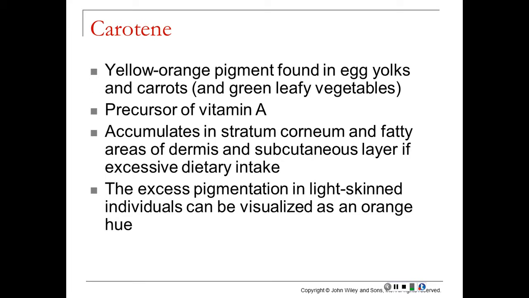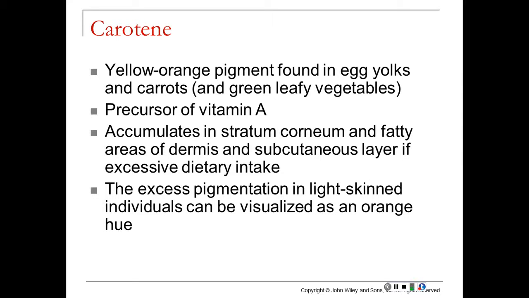Carotene is another pigment. It's a yellow-orange pigment as opposed to a yellow-black pigment, melanin. It's found in egg yolks and carrots as well as some leafy green vegetables. It's actually a precursor for vitamin A, which plays a huge role in eyesight. It's going to accumulate within the stratum corneum and within the fatty layers of the dermis and the subcutaneous layer. If there's an excess dietary intake of vitamin A, that's where carotene is stored because it's a fat-soluble vitamin.